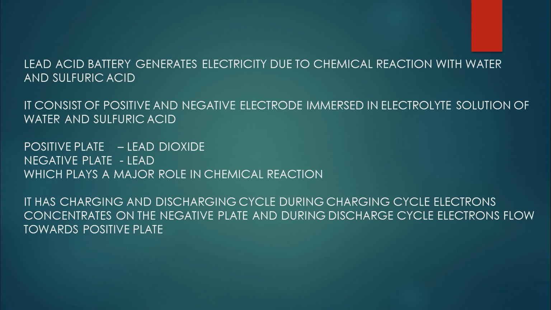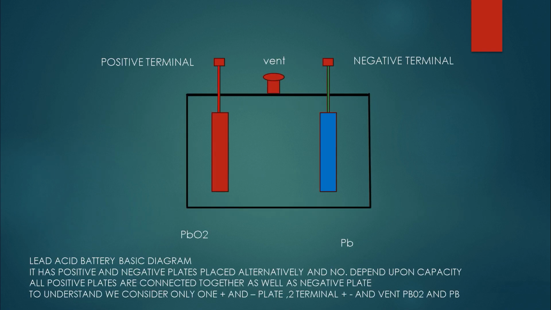There are two cycles, known as the charging cycle and the discharging cycle. During the charging cycle, the electrons get concentrated on the negative plate, and during the discharge cycle the electrons flow toward the positive plate. So this is a simplified diagram of a lead acid battery.